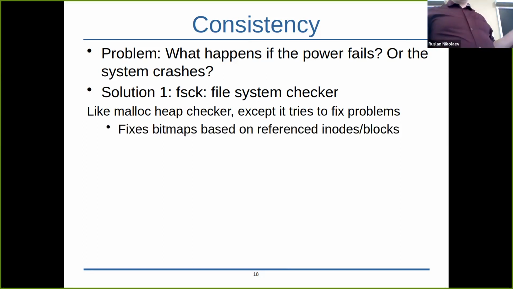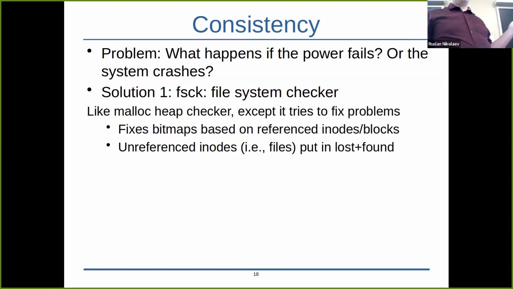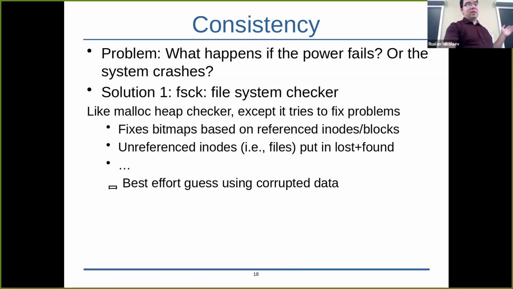Of course, you can try to fix the bitmap. You can say, okay, there are some referenced inodes that you didn't mark in the bitmap, or whatever, right? Unreferenced inodes, maybe some orphan files, you put them in lost and found, right? So there are different kinds of possibilities. Maybe you lost some directory, you don't know where it is, so now it has to be placed there. So basically, it's a best effort guess using corrupted data.